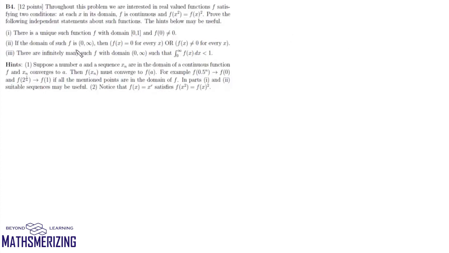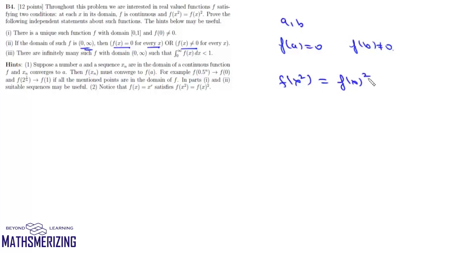Now the second part: if the domain of such f is from 0 to infinity, then f(x) is 0 for every x, or f(x) is unequal to 0 for every x. Now what we'll do is we'll prove this using contradiction. So what we'll say is, let there be two numbers a and b such that f(a) is 0 and f(b) is unequal to 0. Now we are given this condition, which is f(x²) equals (f(x))².